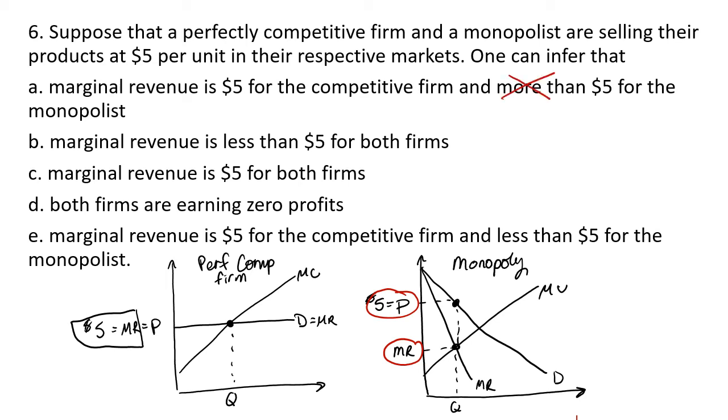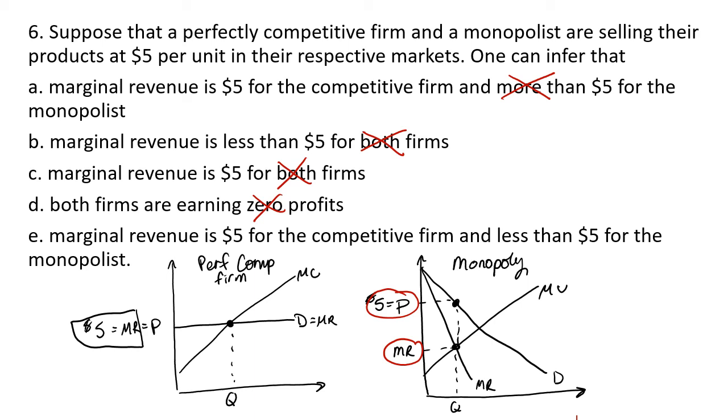So that's not correct. B says marginal revenue is less than 5 for both firms. It is 5 for the perfectly competitive firm, and it's not 5 for the monopoly. So again, that one's not true. Both firms are earning 0 profits? We don't know, right? It is impossible to know what their profits are because there is zero information about the costs. If we knew what their average total cost was at this unit of output, we'd be able to tell, but we don't know that for sure.